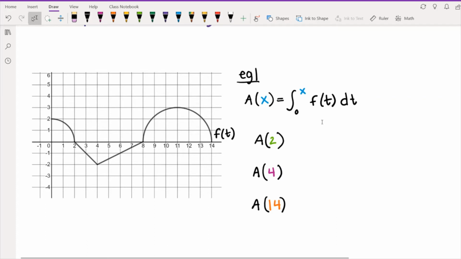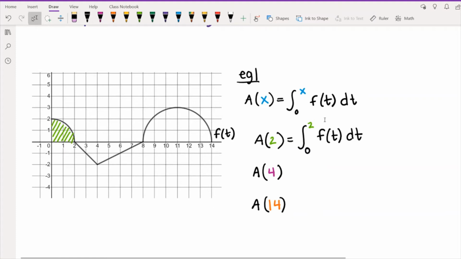Okay, so what does it mean to evaluate A of 2? Well, just like with any function, all it means is that you're taking 2 and you're plugging it in for x. So we're going to be doing the integral from 0 to 2 of f of t dt. So what does that mean? Well, that just means the area bounded by x equals 0 and x equals 2 between the x-axis, or I guess maybe I should call it the t-axis because that's the variable we're using for our function, and the graph. So basically we're looking at this area here.